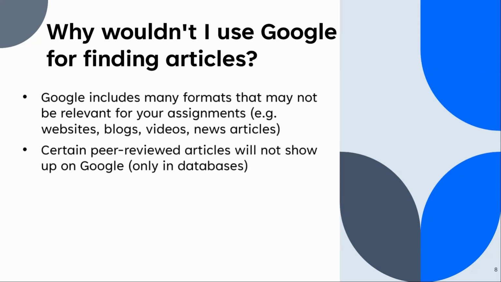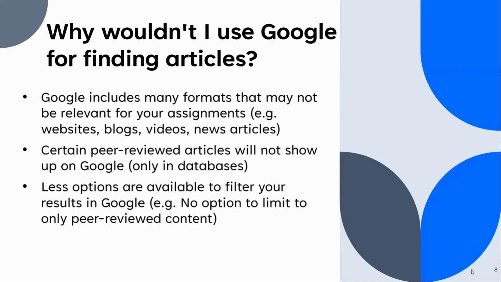Another reason that it might be more useful to search through the library's website is that certain content just won't show up on Google. And you'll find a lot more of it, and you'll find it a lot faster if you use something like a scholarly database, or you search through the library's website, which indexes a lot of information from scholarly databases.